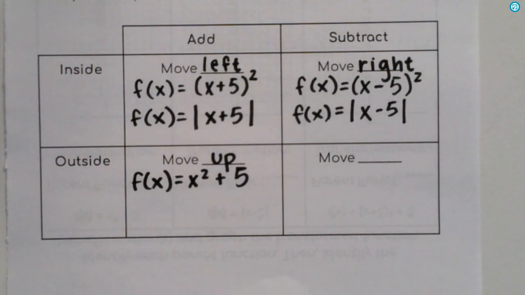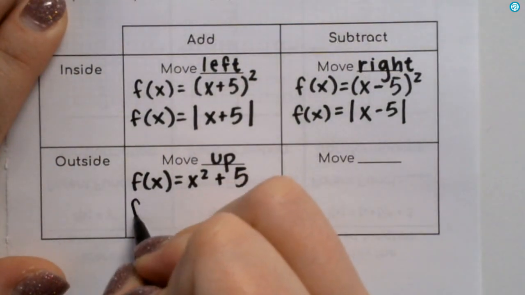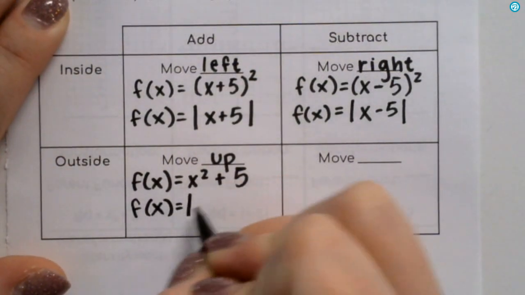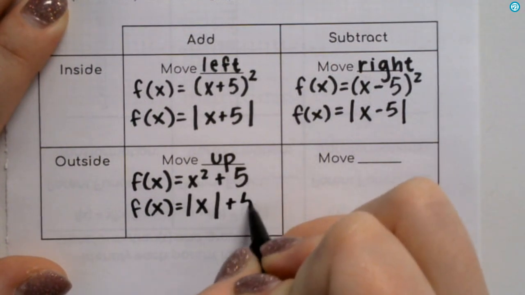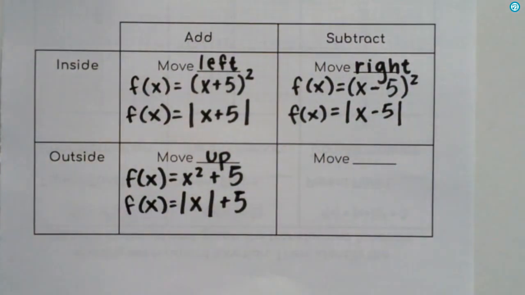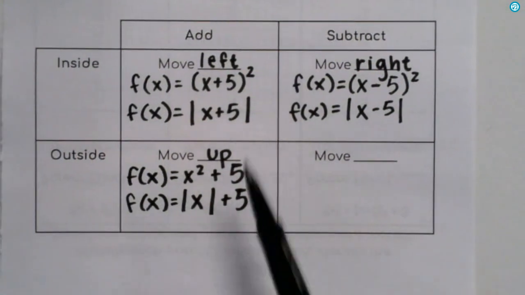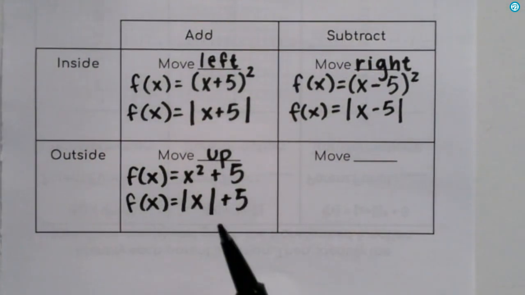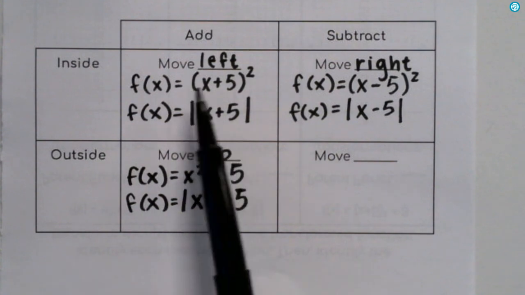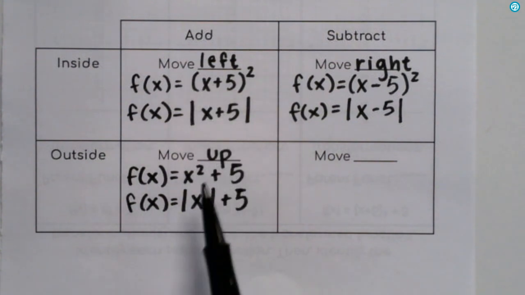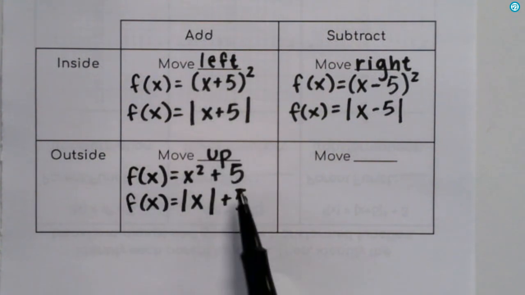For an absolute value function, it would look like this. F of x equals the absolute value of x, and then the plus 5. So the key of today is looking at the difference between inside versus outside. And the reason why inside versus outside does two different things is it's whether or not you're adding to the x, or you're adding to the entire function before or after any operations happen.